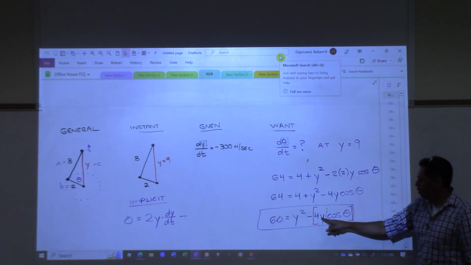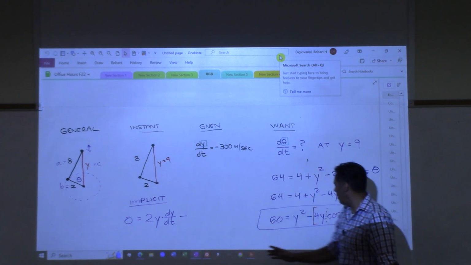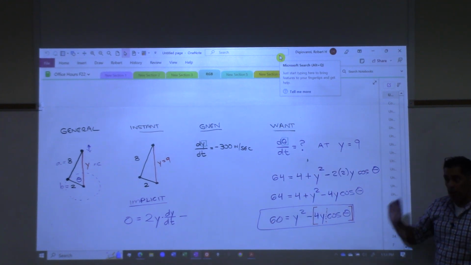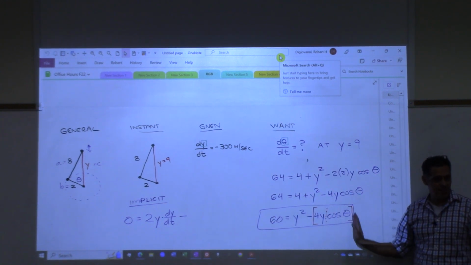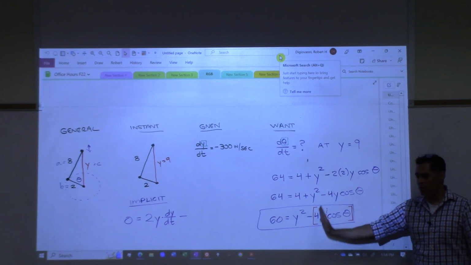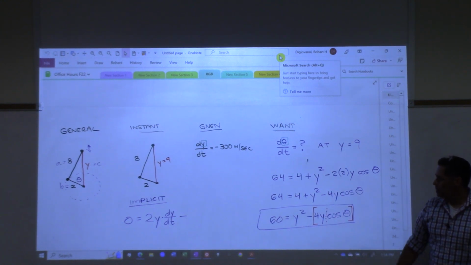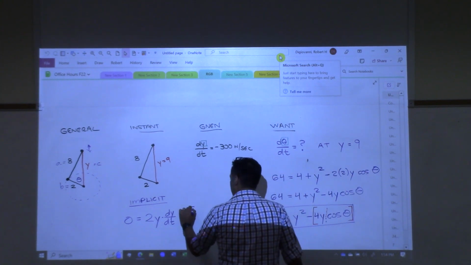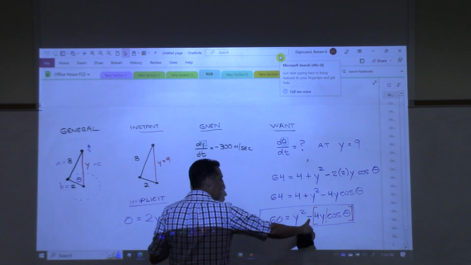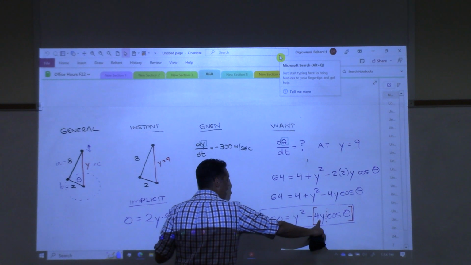I could have put the 4 out here with the minus, but I'm just going to leave it in there. And I'm going to do a product rule here: derivative of the first one times the second, plus the derivative of the second one times the first one. And I need to put this in brackets or something because I'm going to keep that negative sign on the outside. So what's the derivative of 4y?